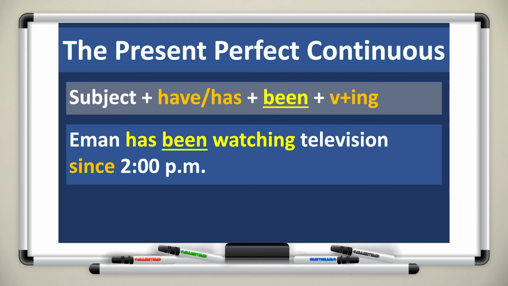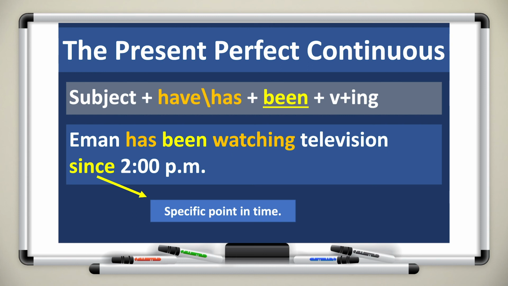Let's take a look at this example. Iman has been watching television since 2 p.m. So Iman here is a singular. I chose has for it. And because the sentence is in the present perfect continuous, I need a past participle. Because the verb here is in the ing, watching. What would I do? I will bring a verb to be in the past participle and put it after has. So the sentence will be, Iman has been watching television since 2 p.m.